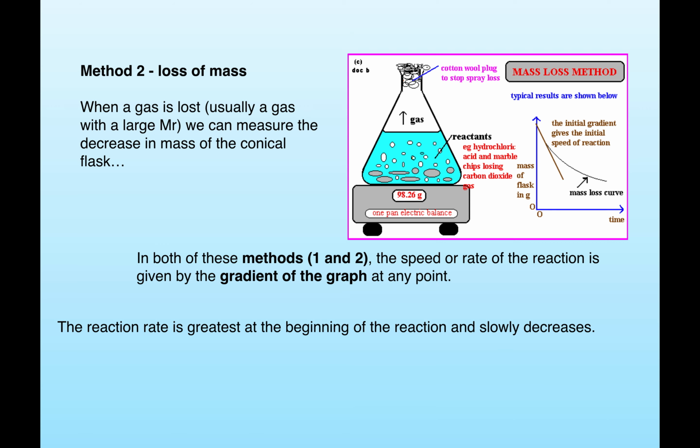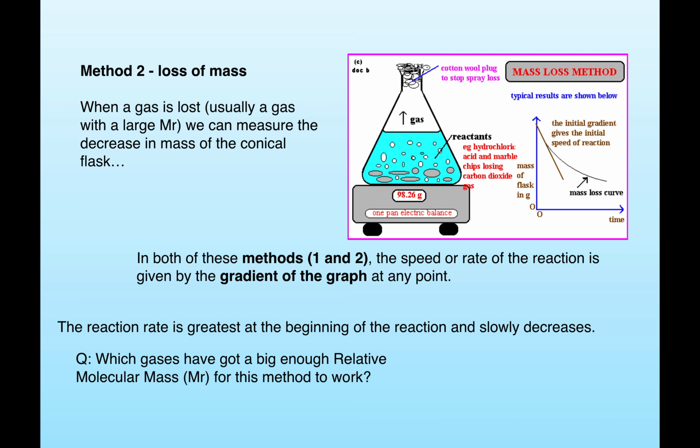The reaction rate is greatest at the beginning and it slowly decreases. Which gases have got a big enough relative molecular mass for this method to work? Well, you need gases with a relative molecular mass of 20 and above, really. So the classics are carbon dioxide. You could do it with sulfur dioxide. You could do it with oxygen, which is a relative molecular mass of 16 plus 16, 32.